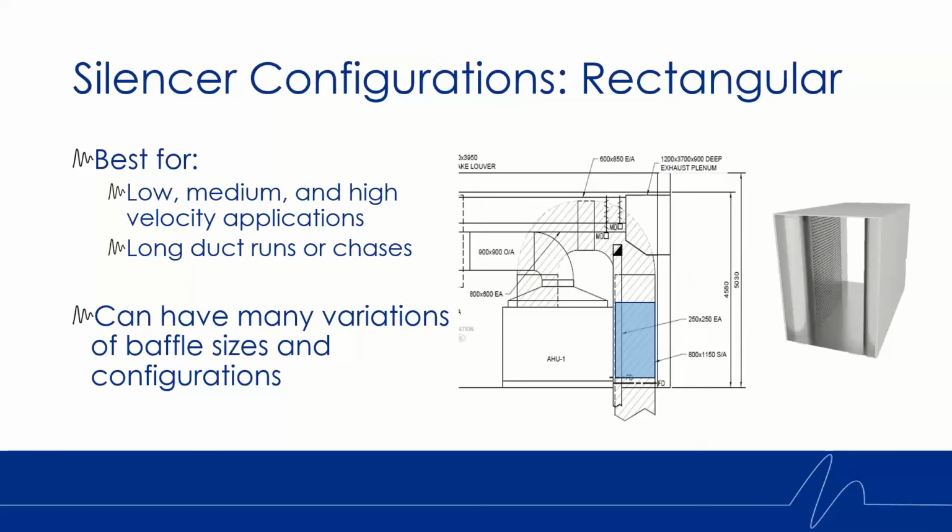As I said, there's 3 different standard silencer configurations. A rectangular silencer, these are very good for just about anything, especially long duct runs or chases. There's a lot of variations in the way the baffles are configured, so you can usually find a good trade-off between attenuation and aerodynamics.